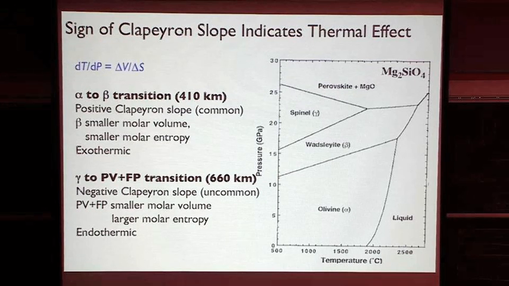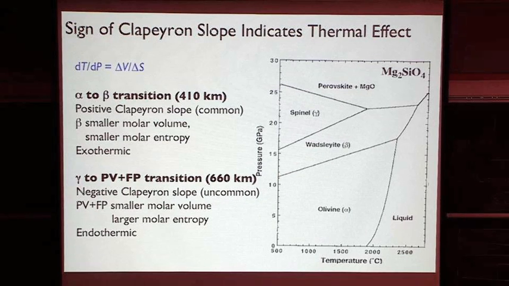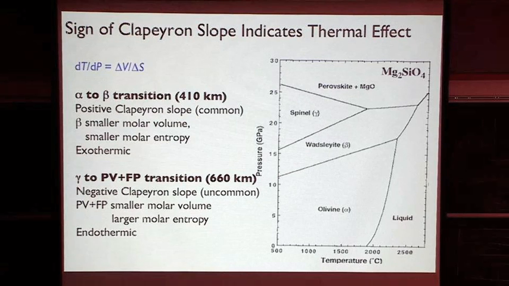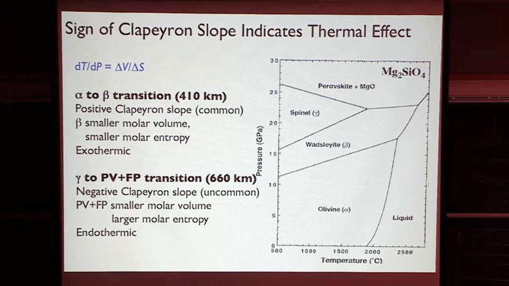If you look at this other boundary, it's the opposite, and that one is very important, as has already been recognized in the geodynamic community. This one has a negative Clapeyron slope. This is an uncommon case. In this case, these two phases together have a smaller molar volume. That's why when you increase pressure, you get this breakdown. But then these two phases together have a larger molar entropy, so as a result, you have a delta S which is positive, delta V is negative. So altogether, the slope is negative. It has a negative sign.